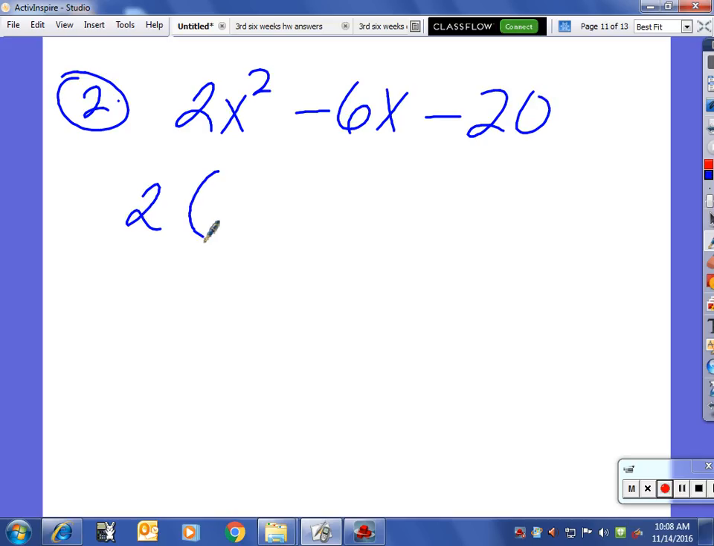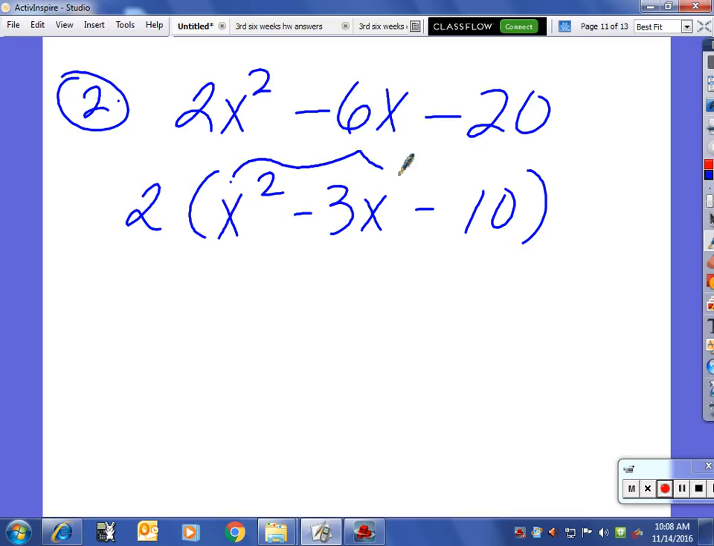Factor a 2 out, and what am I left with? X squared minus 3x minus 10. Then you just do the thing. Yes. Now, does that 2 count as one of my official factors? Not really, because it doesn't have an x in it. Is it still part of my final answer? Absolutely. Now, another reason why I want to take out the GCF is this is so much easier to factor.